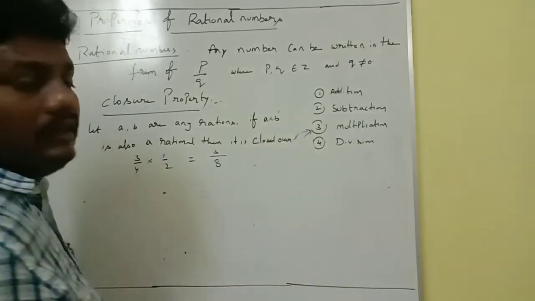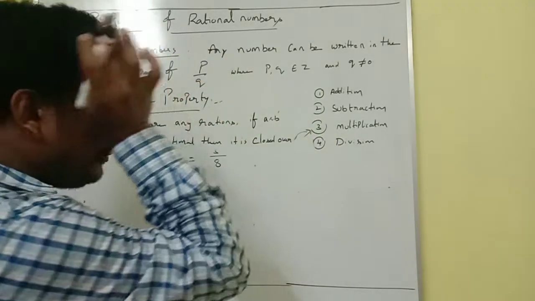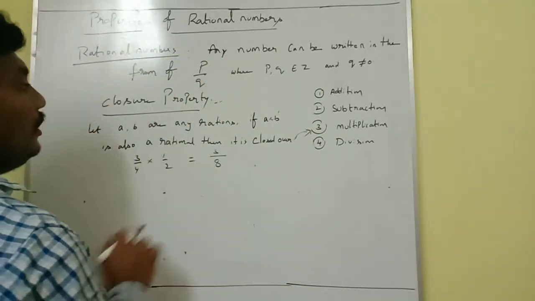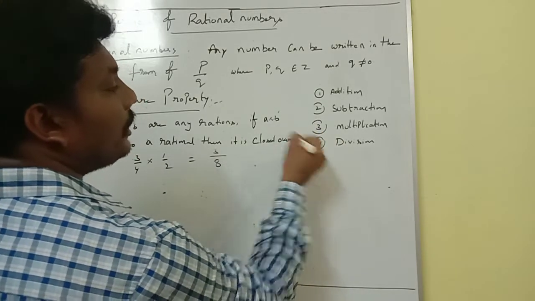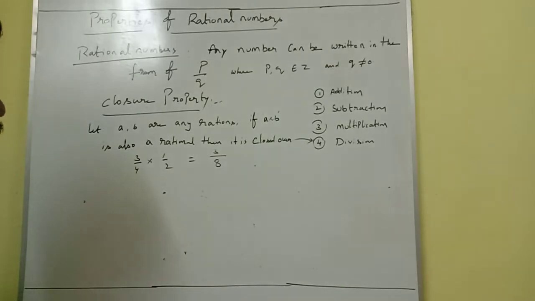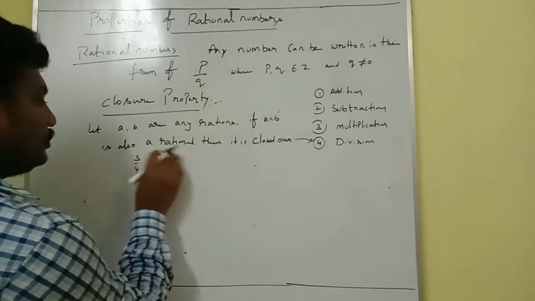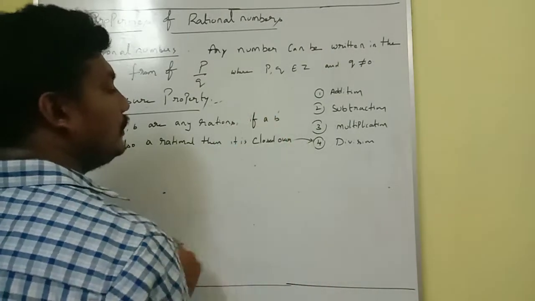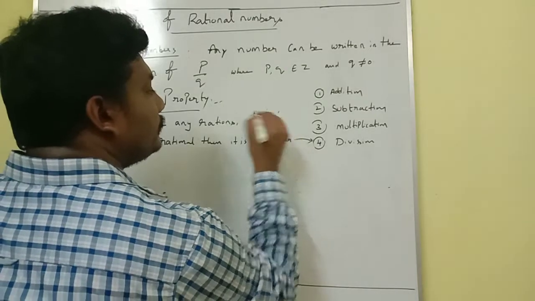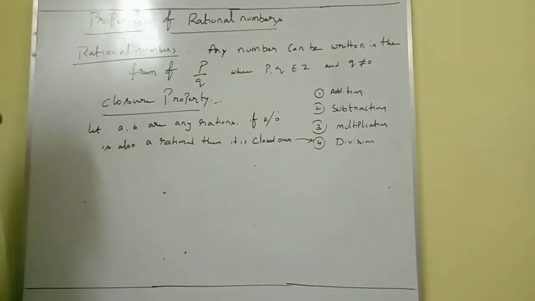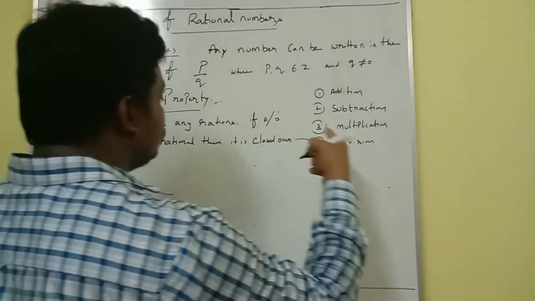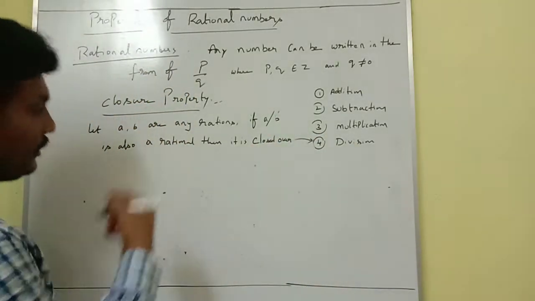Then we are calling it the closure property over multiplication. Coming to division, what is the closure property over division? You can see, if you take a divided by b, and a by b is also a rational, then it is closed. Here it is not rational.